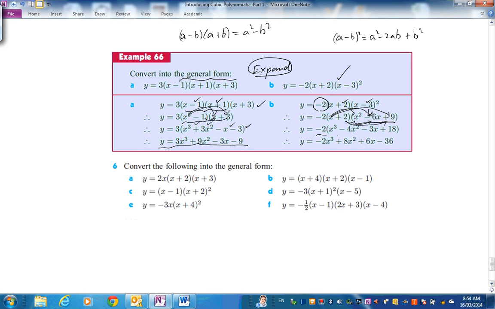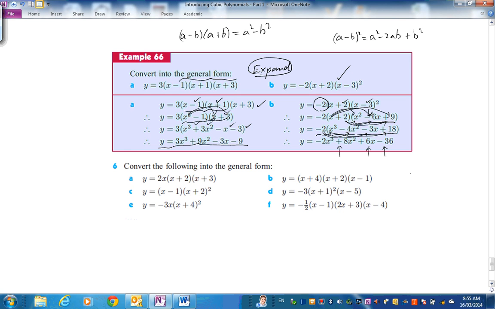Keeping the neg 2 out the front, collecting up all those terms now, and then multiplying through by negative 2. Negative 2 by x cubed is neg 2x cubed. Negative 2 by neg 4x squared is positive 8x squared. The same here again, positive 6x. And then by plus 18 is negative 36. So what's that negative sign there? That's very, very important that you don't mess that up.